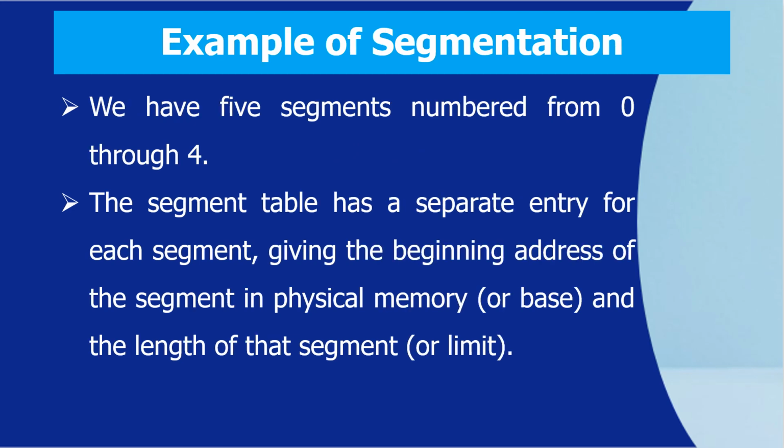Example of segmentation: 5 segments, like 0, 1, 2, 3 and 4. The segment table has a separate entry for each segment, giving the beginning address of the segment in physical memory, or base address, and the length of that segment, otherwise we can call it a limit.